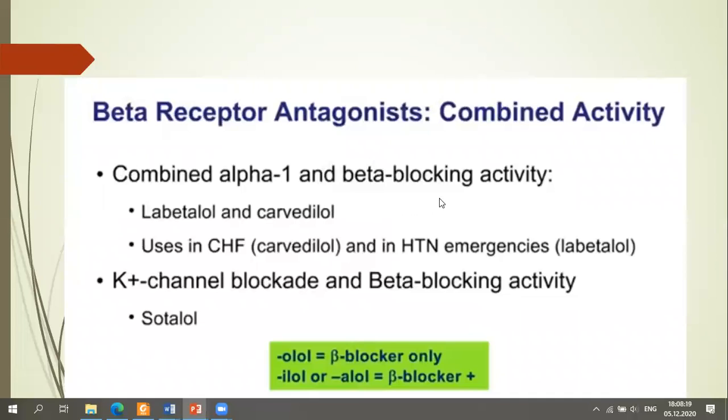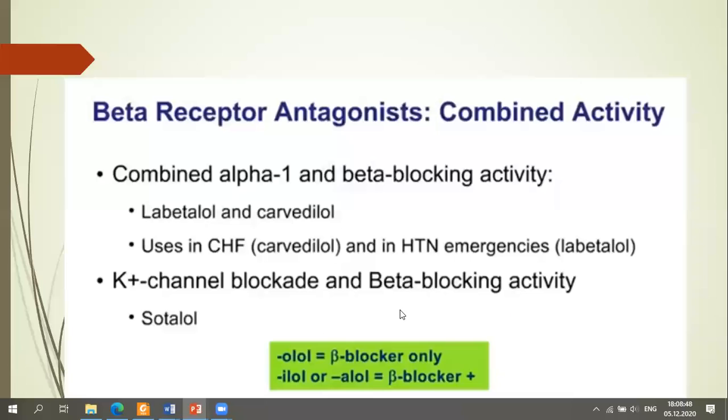Now, combined alpha-1 and beta blocking activity: labetalol and carvedilol. This is important here: they end with ILOL and ALOL, and these are beta blockers, and they also have other properties too. But if the drug ends up with just OLOL, it will be used only as a beta blocker.